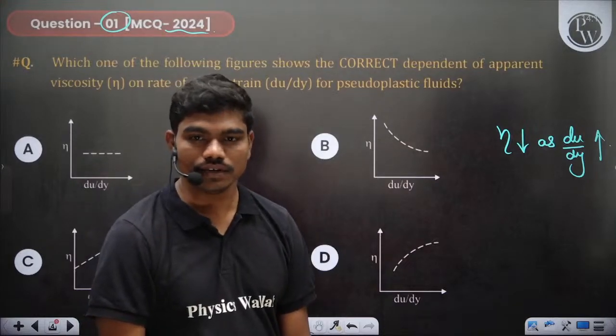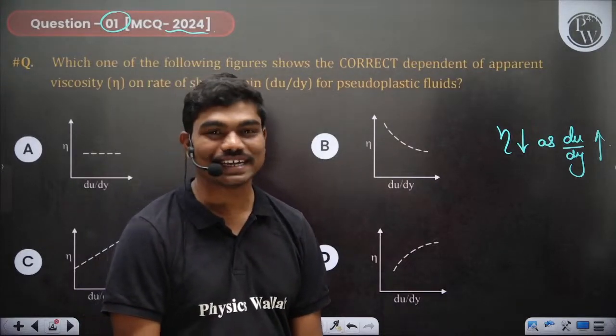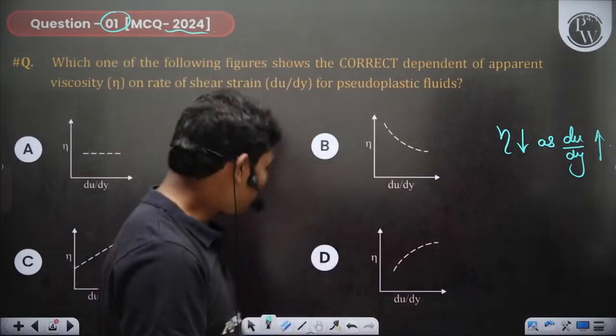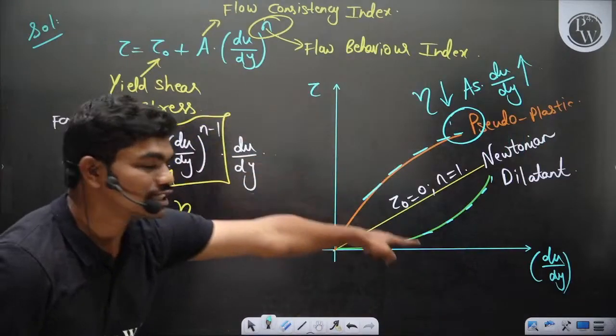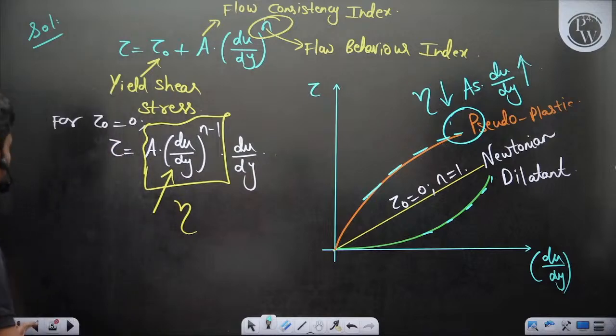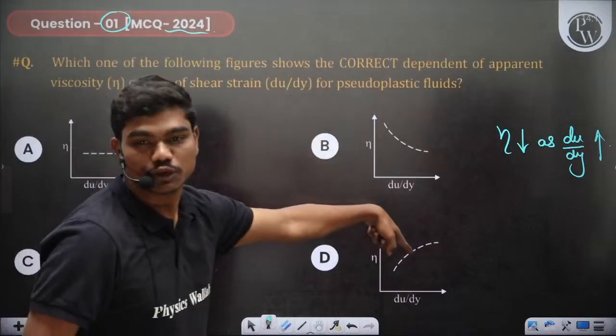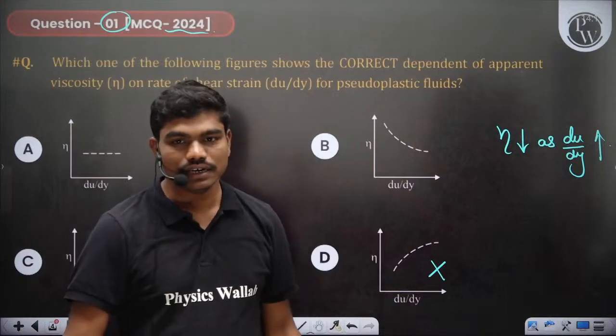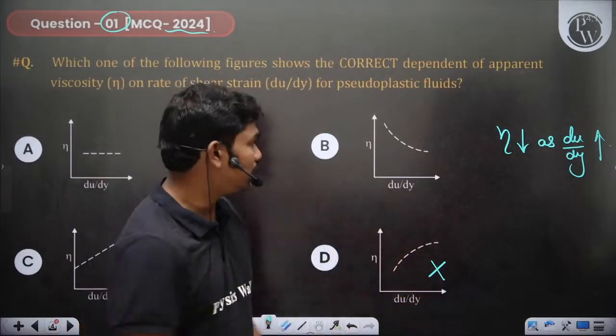D, पक्का? Wrong. Okay? Because see, I know, इसलिए उन्होंने options में भी दिया था, but these are the graphs of tau versus du by dy. ठीक है? And यहाँ जो ग्राफ्स दिया था वो है कि eta versus du by dy. ठीक है? So this is actually wrong answer. Clear? Eta is not increasing with du by dy. Eta is actually decreasing.